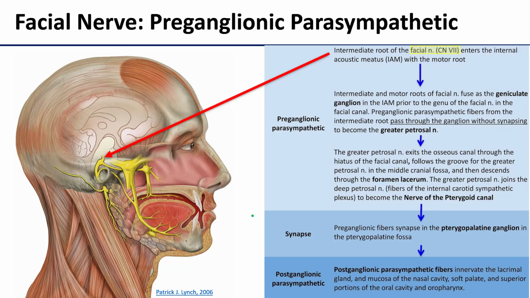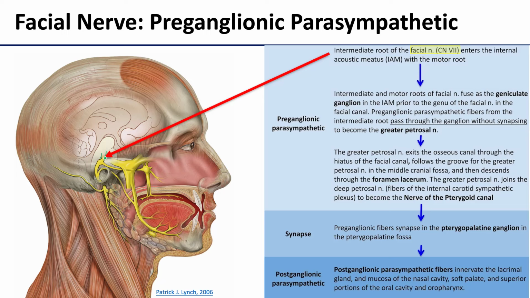So there are actually two routes to the facial nerve. There is the muscular route or the motor route and the intermediate route. And it's the intermediate route that's of consequence now. Both the intermediate and the motor routes are going to enter into the internal acoustic meatus of the temporal bone.